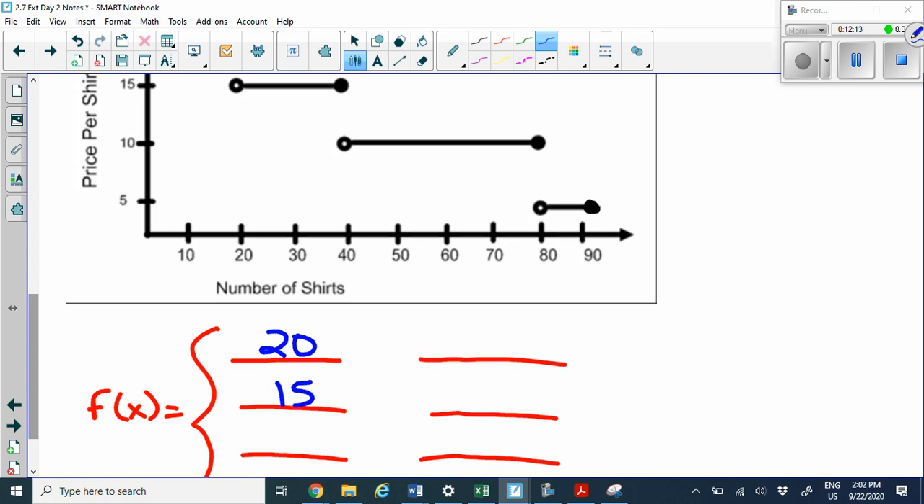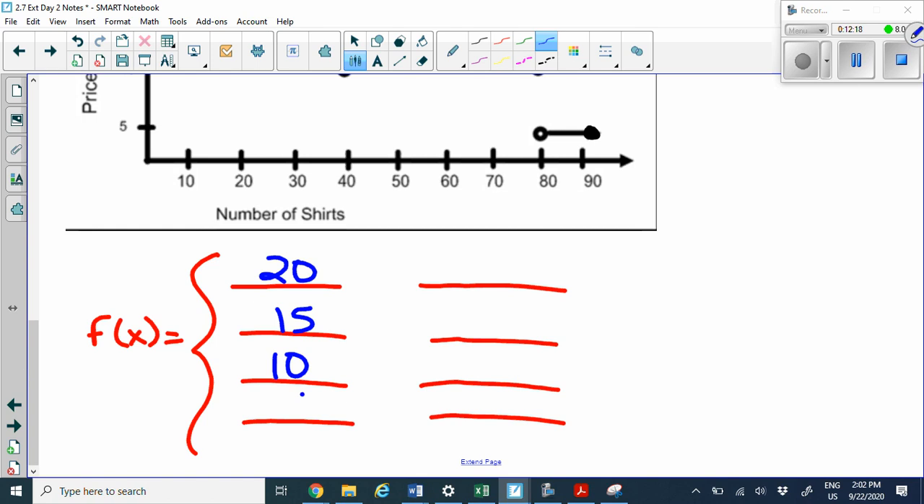Then the next one looks like at 10. And then our last one looks like it's at 5, because that is the constant, and that's the y value. So those were nice and easy. Now let's figure out how do we write these.